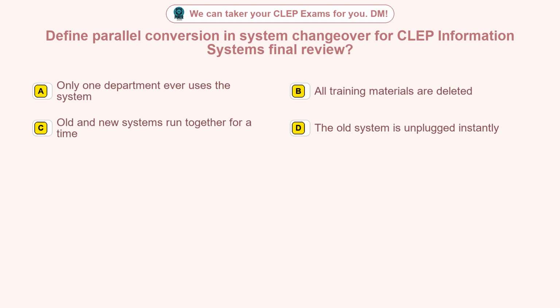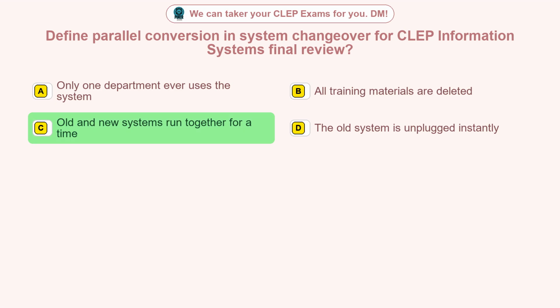Define parallel conversion in system changeover for CLEP Information Systems final review. Option A. Only one department ever uses the system. Option B. All training materials are deleted. Option C. Old and new systems run together for a time. Option D. The old system is unplugged instantly.